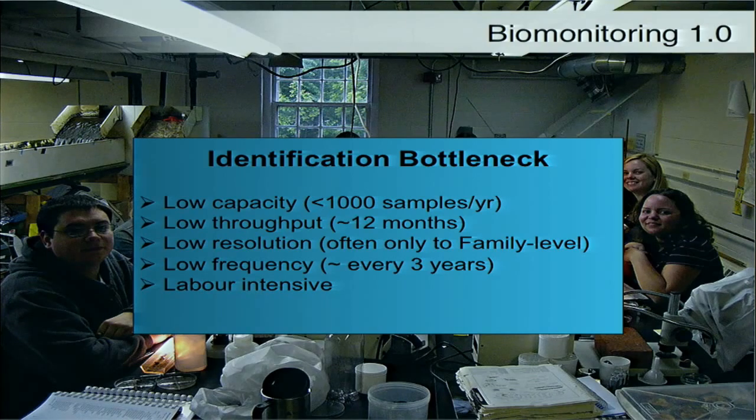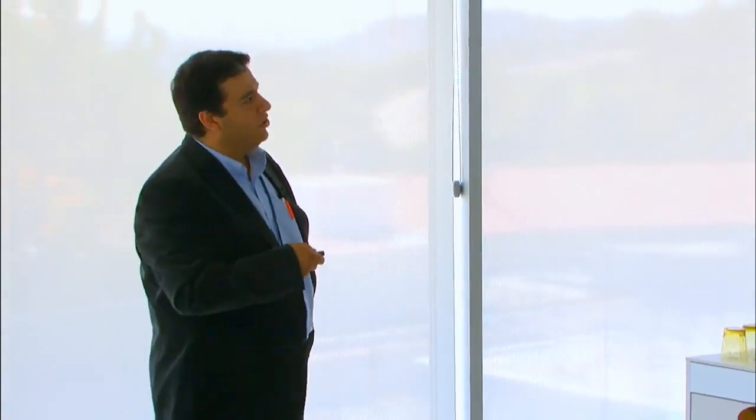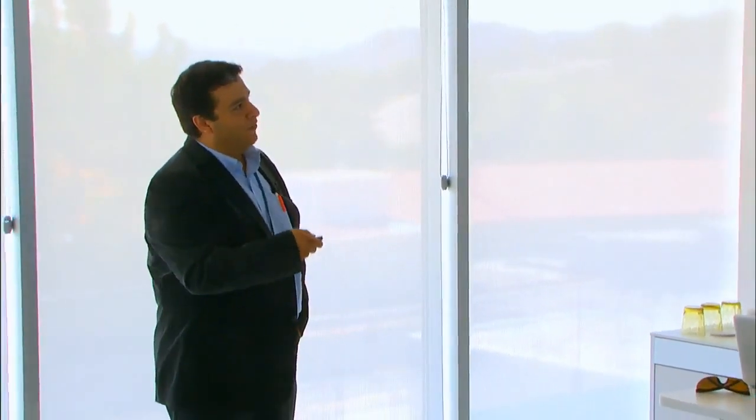Usually fewer than 1,000 samples are looked at in a year within the context of a city or a stream. There is low throughput, it takes a long time. The resolution is often limited, because the characters that you look at are very limited, and larvae all look the same to me. And so you get to the family level. The power of your model to predict environmental change is really related to your resolution. And then, because of all these problems, it's done at a very low frequency, every 3 years.